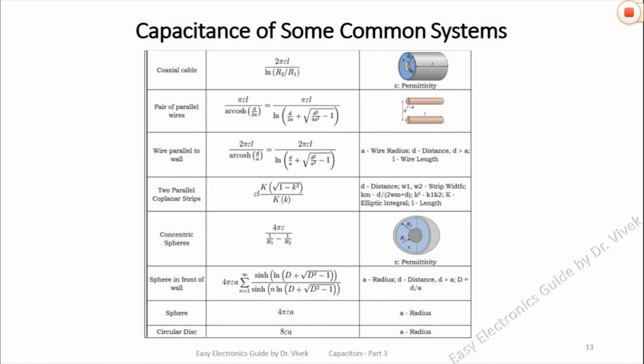The formulas for the capacitance of some common systems are given in the table.